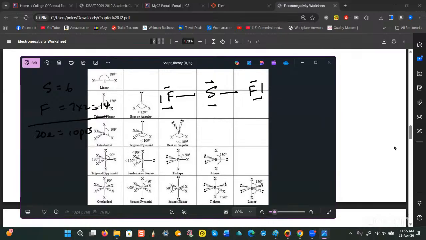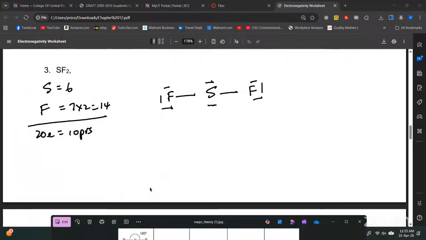Would it be angular? Yes, exactly this one right here. Because this central atom is bonded to 2 atoms and has 2 lone pairs, which is the same arrangement here. So that means that the shape would be angular or V-shaped. All right, which means that it's going to look like this: fluorine, fluorine.